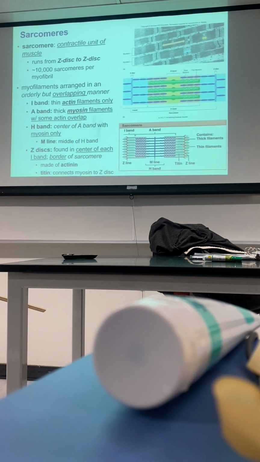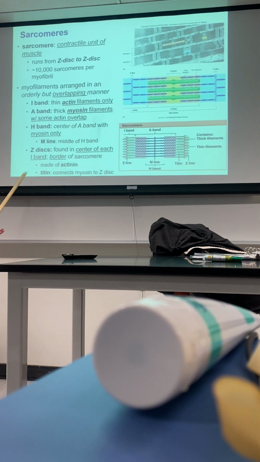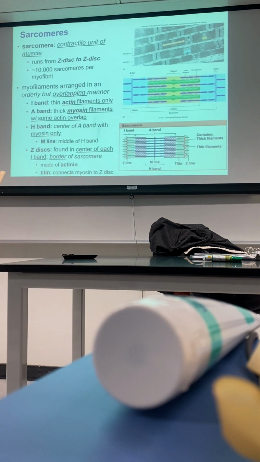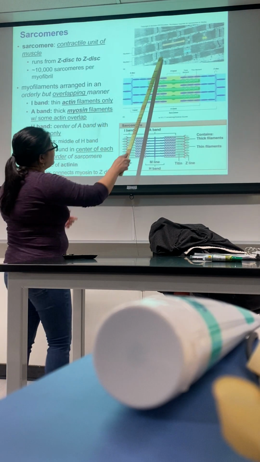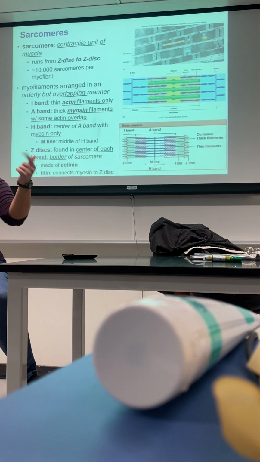And in the middle of that I band is the what line? The Z line or the Z disc. Everybody here clear? How I remember this is Z because it kind of looks like a zigzag. Everybody here good? Okay. The A band is where you have myosin with some actin overlap. Because the A band contains myosin, that is what appears dark in a micrograph. That's what gives you your striations.